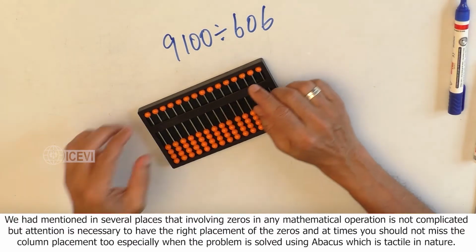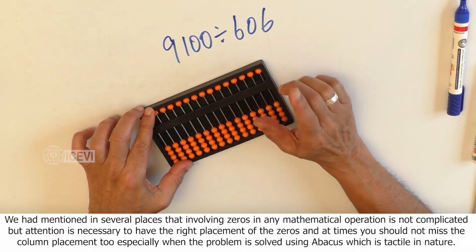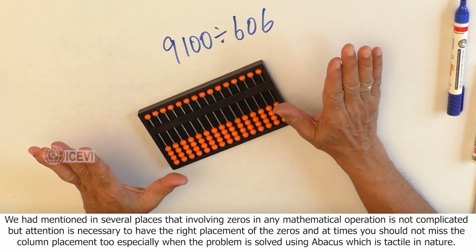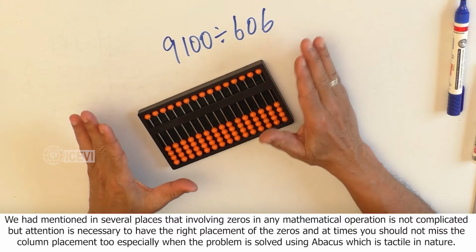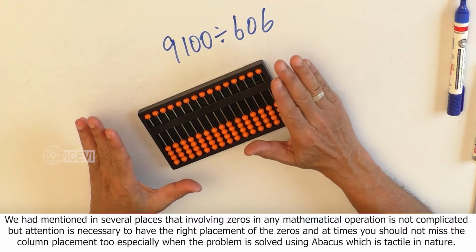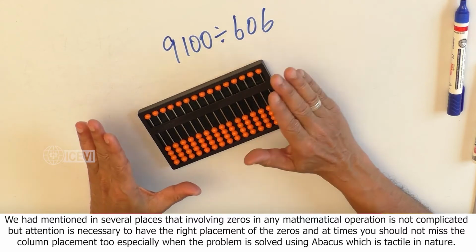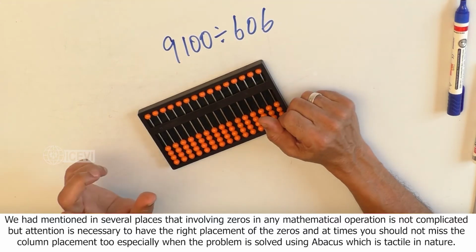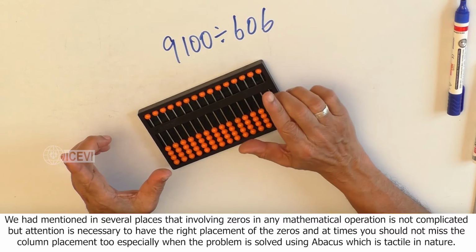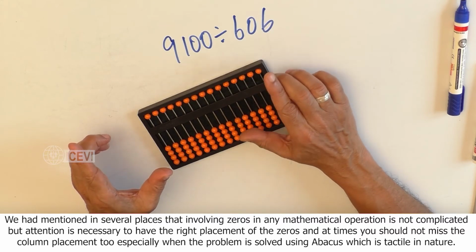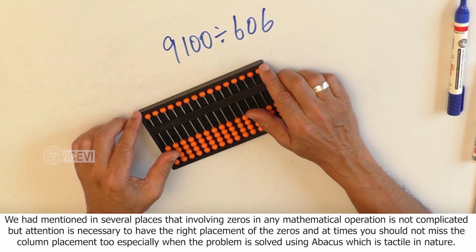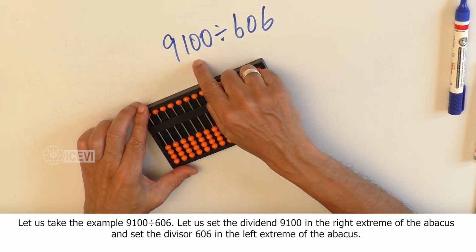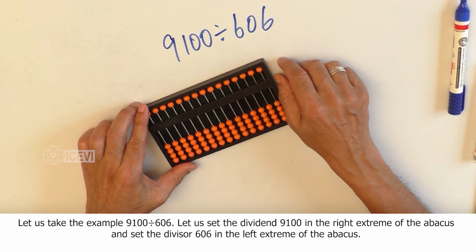We had mentioned in several places that involving zeros in any mathematical operation is not complicated, but attention is necessary to have the right placement of the zeros. And at times, you should not miss the column placement too, especially when the problem is solved using abacus, which is tactile in nature. Let us take the example 9100 divided by 606.